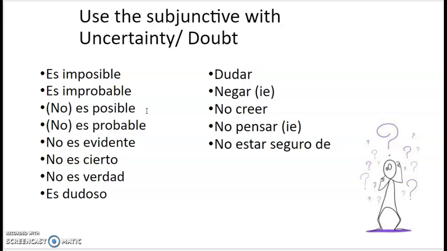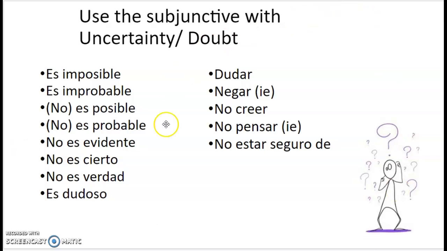No es evidente, it is not evident. No es cierto, it is not certain. No es verdad, it is not true. And es dudoso, it is doubtful. So all of those are impersonal expressions, just like we reviewed in the last portion of this. So all of those are impersonal expressions that are expressing uncertainty or doubt.